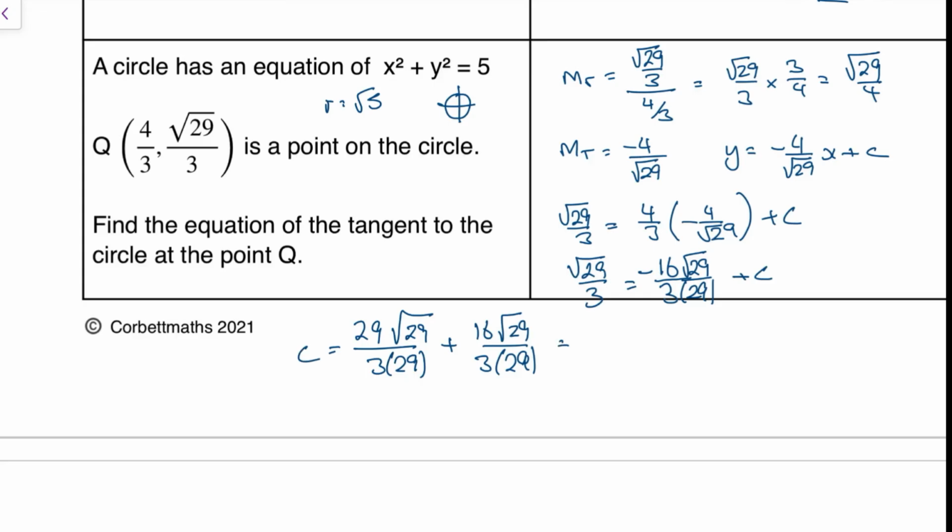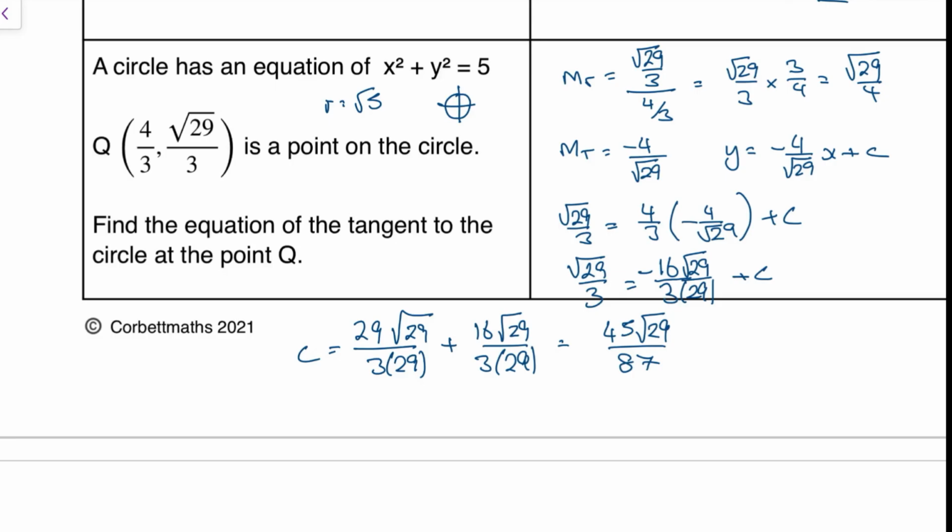Okay, 29 things plus 16 things is going to give me 45 things, so 45 root 29. And I will work this out. So 3 times 29, or 3 times 30 is 90, take away 3 is going to give me 87. This doesn't feel brilliant, does it? But anyway, let's carry on. So c equals 45 root 29 over 87.